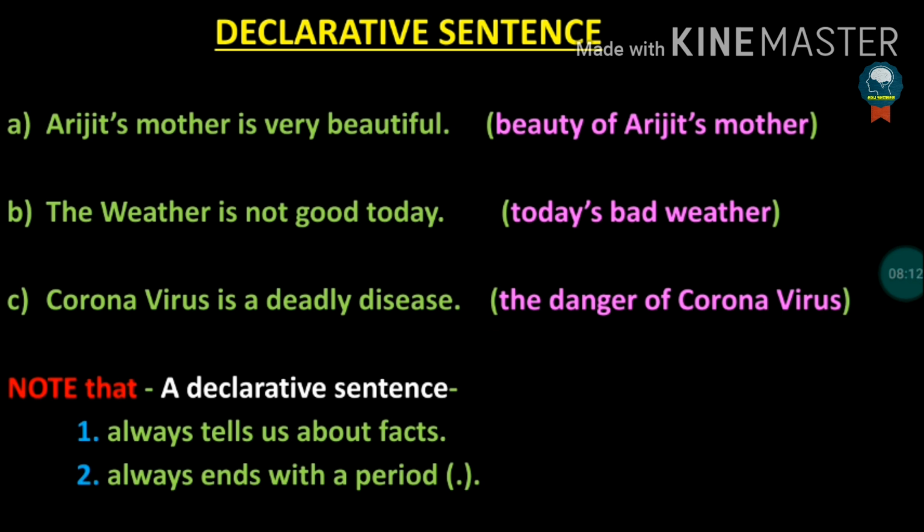Please note here that a declarative sentence always tells us about some facts. Okay? And number 2, they end with a period.